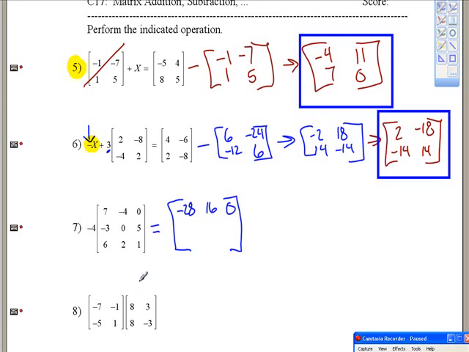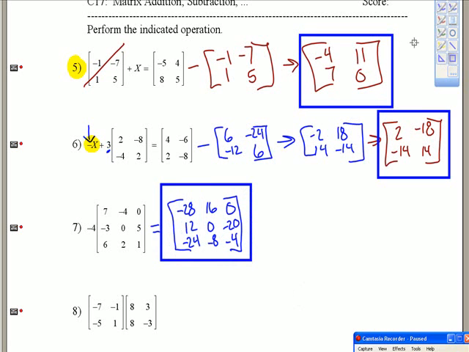That's the first row. The next row, negative 4 times negative 3 is 12. Negative 4 times 0 is 0. Negative 4 times 5 is negative 20. That's the second row. And the third row, negative 4 times 6, negative 24. Negative 4 times 2, negative 8. And finally, negative 4 times 1 is negative 4. That's all they asked us to do on that one.